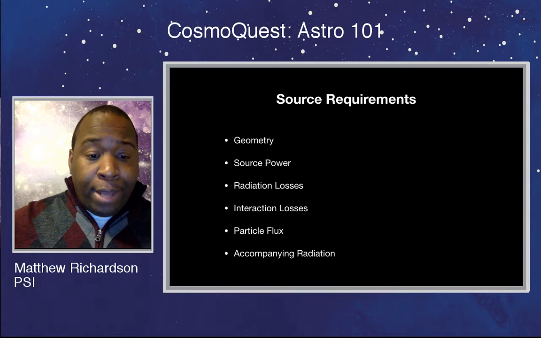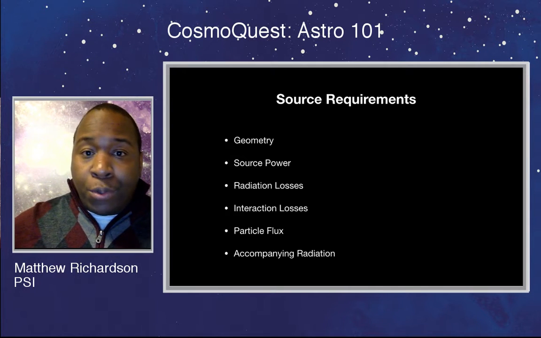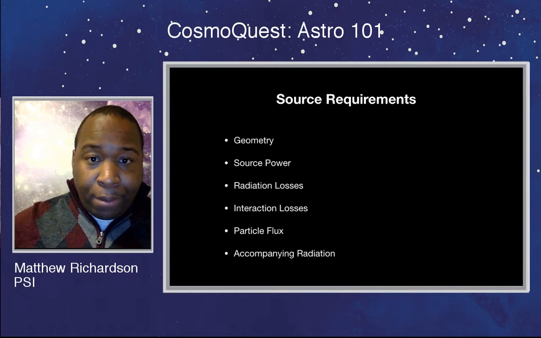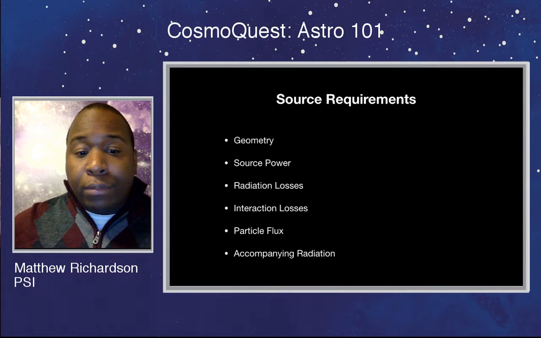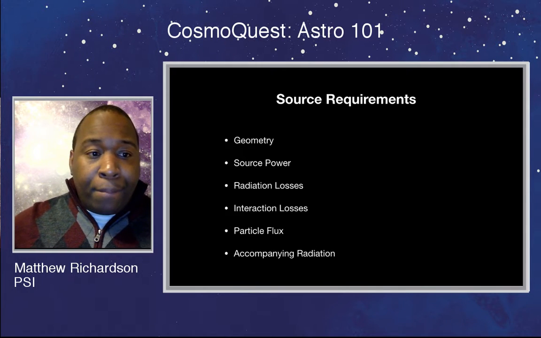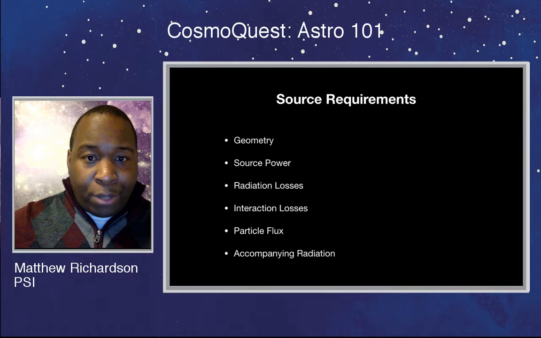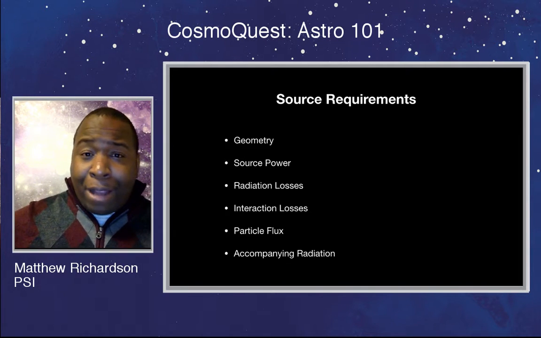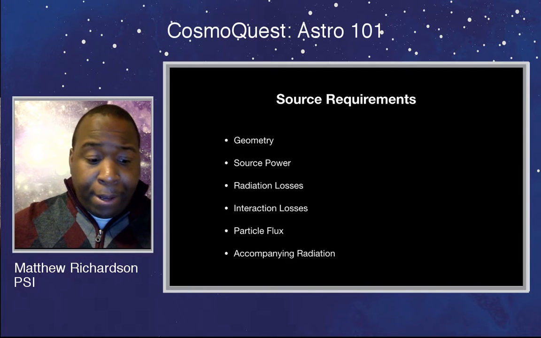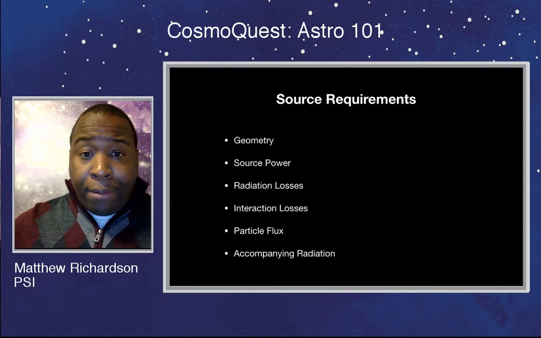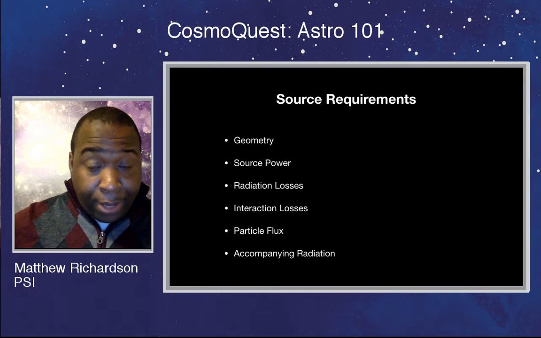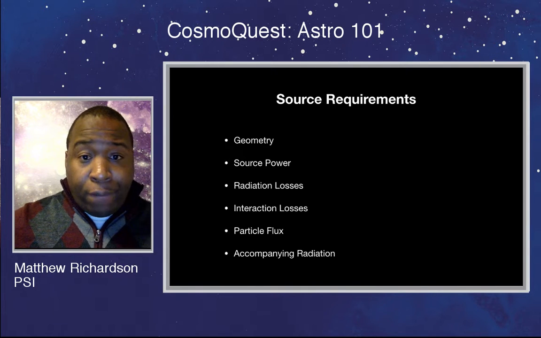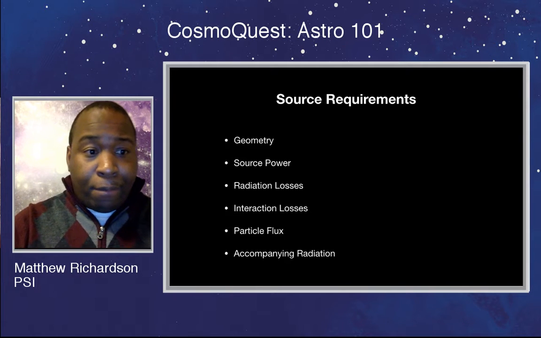You also need the source to be able to produce the particle fluxes that we observe here at Earth. And lastly, this ties into the initial image we saw on the title screen: accompanying radiation. You'd expect that while these particles are being accelerated, there will be the production of photons as well as neutrinos that are associated with the acceleration of the cosmic rays.